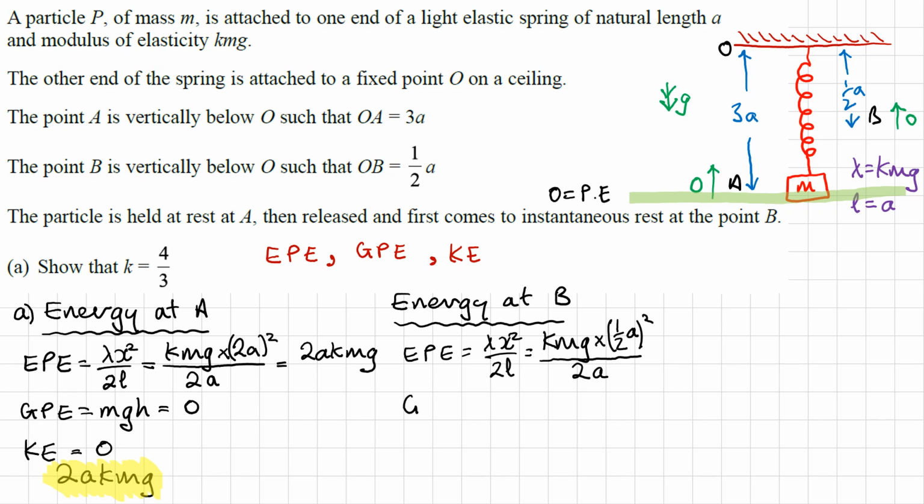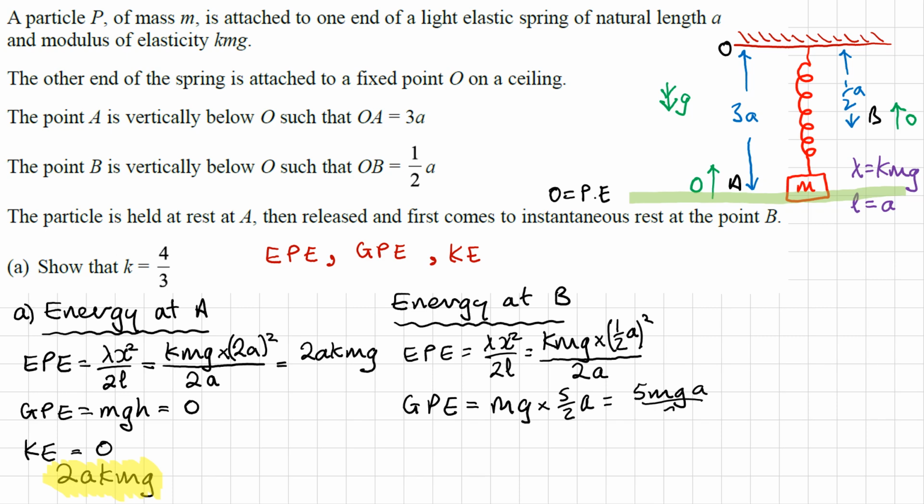Let's look at the gravitational potential energy at B. So it's now gone up by a particular height, and the amount of height it's gone up by, it's gone from 3a below to half a. So it's gone up by 2.5a, an increase of height of 2.5a, which you can write as 5 over 2 a. So gravitational potential energy is mg, and the increase in height is this 5 over 2 a. I could write that as 5mga over 2.